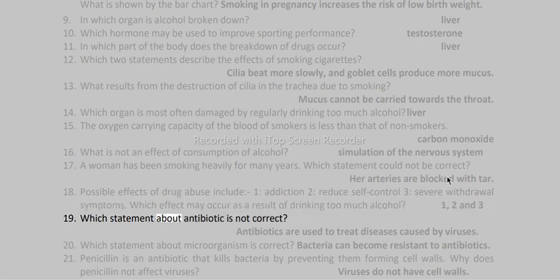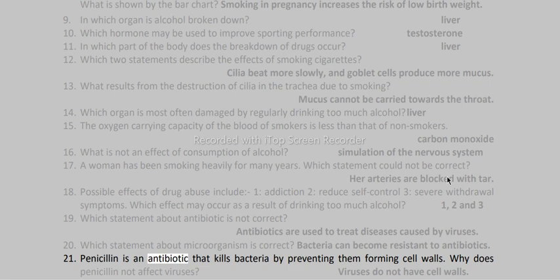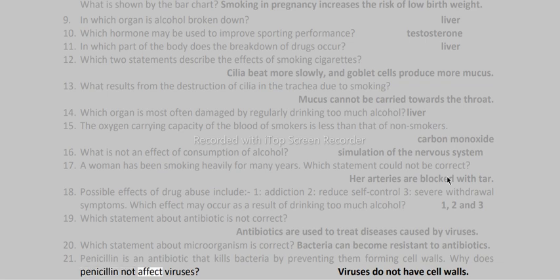19. Which statement about antibiotics is not correct? Antibiotics are used to treat diseases caused by viruses. 20. Which statement about microorganisms is correct? Bacteria can become resistant to antibiotics. 21. Penicillin is an antibiotic that kills bacteria by preventing them forming cell walls. Why does penicillin not affect viruses? Viruses do not have cell walls.